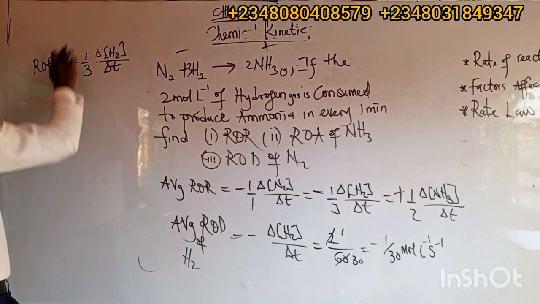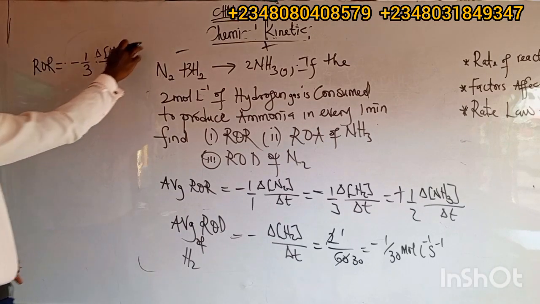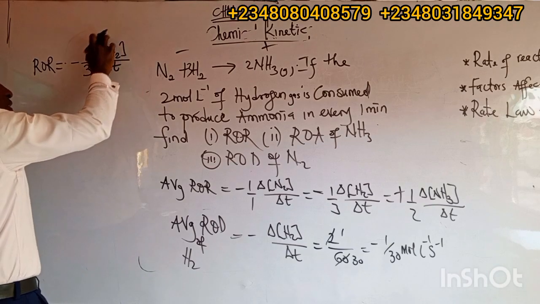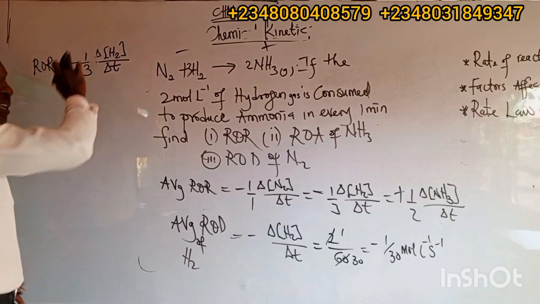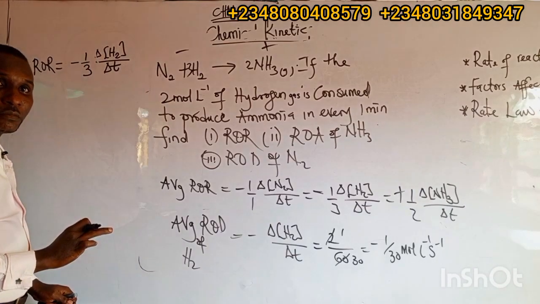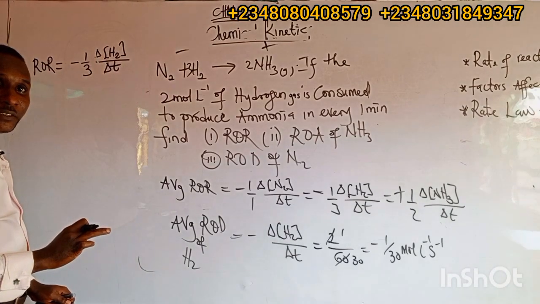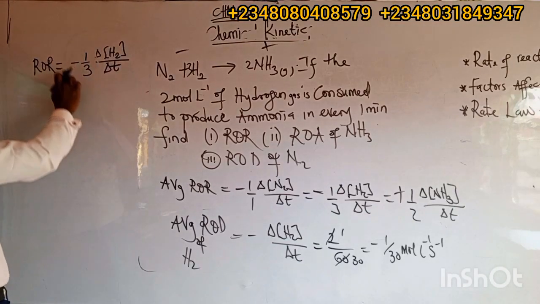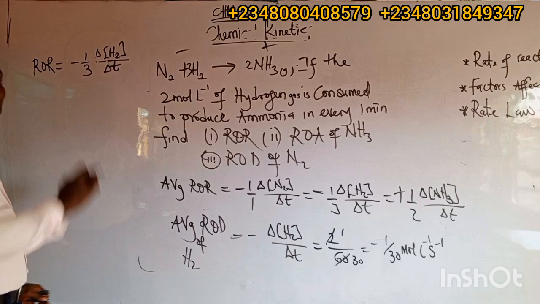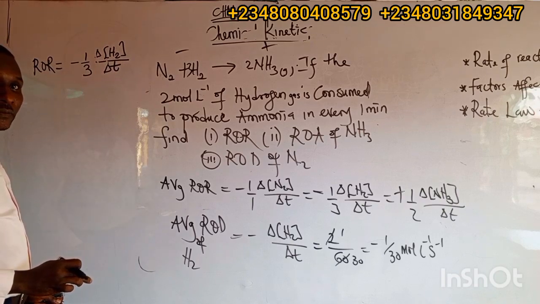Then every one of them is what? Rate of reaction. This is the rate of disappearance of hydrogen gas. Then everything here is the rate of reaction of hydrogen gas. This is the rate of disappearance of hydrogen gas. This is the rate of reaction of hydrogen gas.